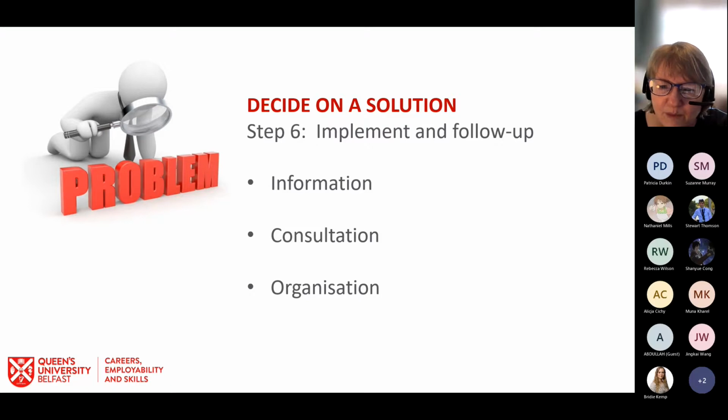And the final part of implementation and follow-up is organisation. So give plenty of warning of any changes and introduce them gradually where you can. If it's possible, try out new ideas before making a firm commitment to them. Enlist any enthusiastic people to help implement the solution and also to help you to encourage other people. Okay, so that's your 6-step process.